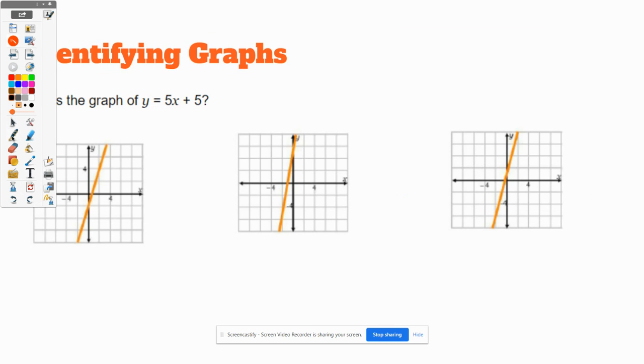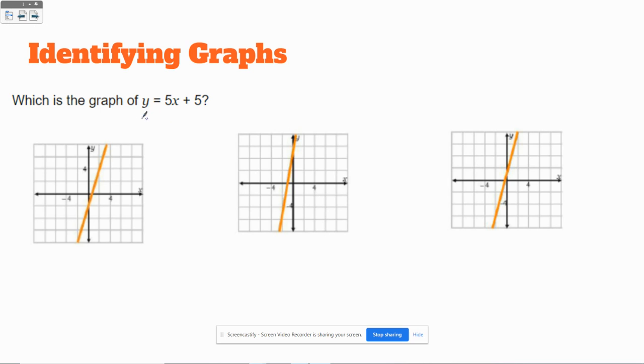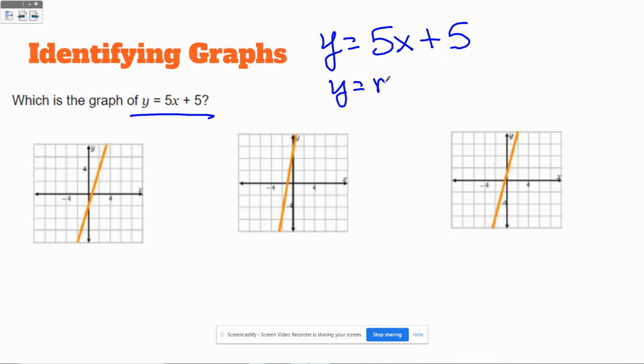So let's practice identifying some graphs. Which one of these graphs is y equals 5x plus 5? Well, what do you know about this equation? You know that y is by itself, so it should be in the form mx plus b. And the y-intercept will be 5, the initial condition. So that's all you really need to know to get this question right.